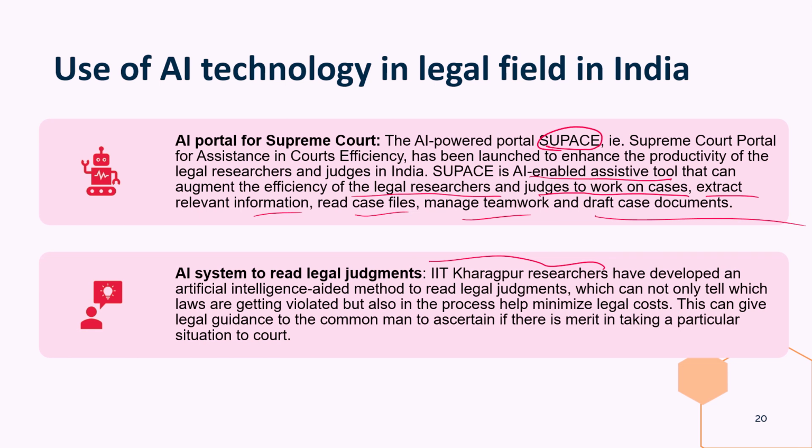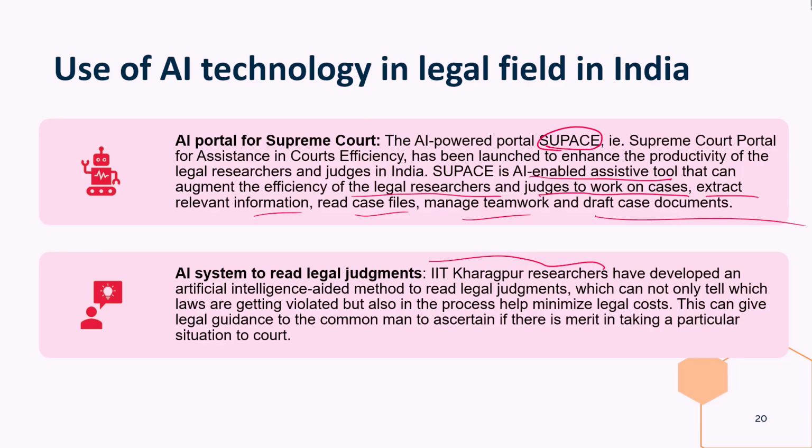So the use of AI has started already in the country, specifically with the AI powered SUPACE portal of the Supreme Court, which is called Supreme Court portal for assistance in courts efficiency, and its idea is to empower the researchers and the legal professionals, the judges, the lawyers, etc., in enhancing their productivity, because this assistive tool can be used to do efficient legal research, as well as to work on the cases and extract relevant information from the voluminous data.